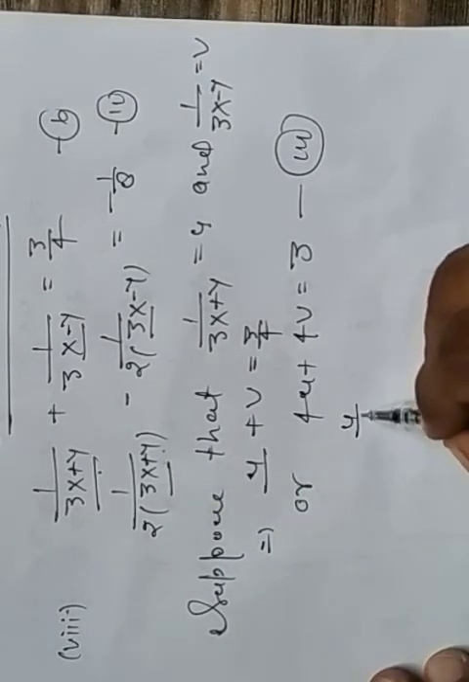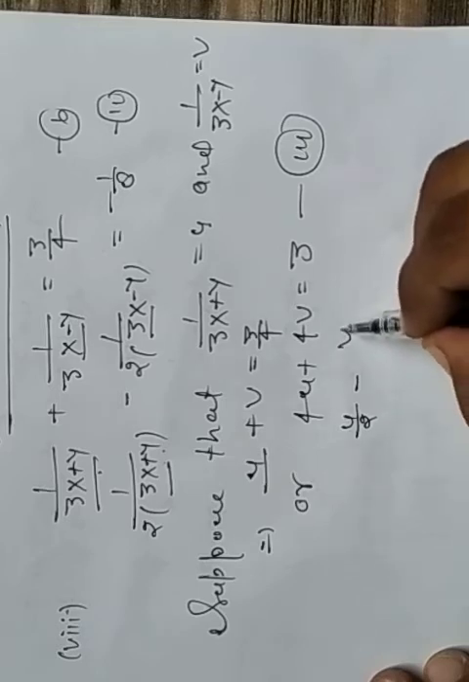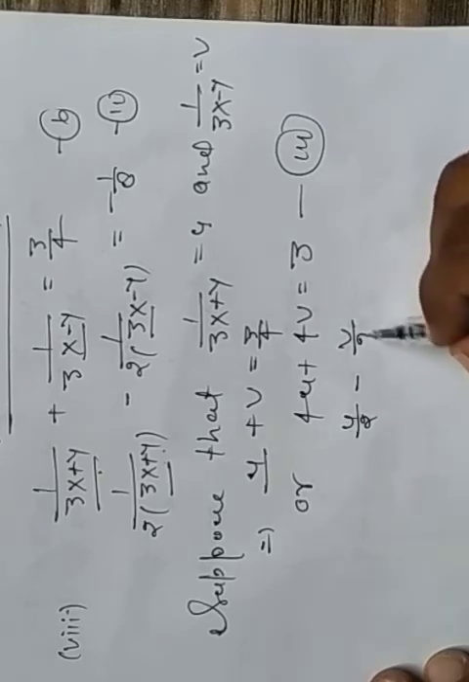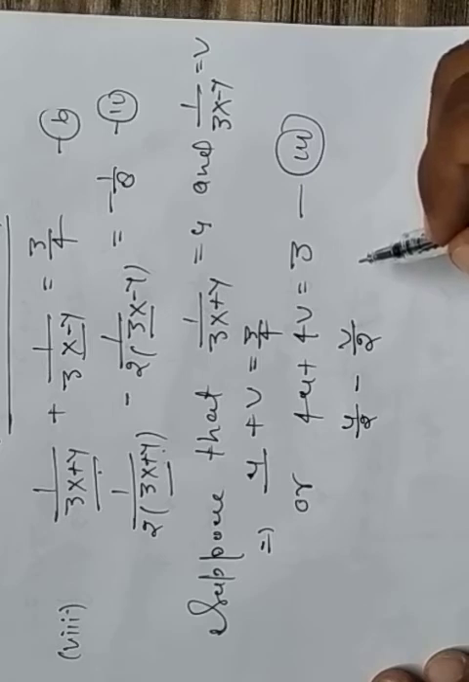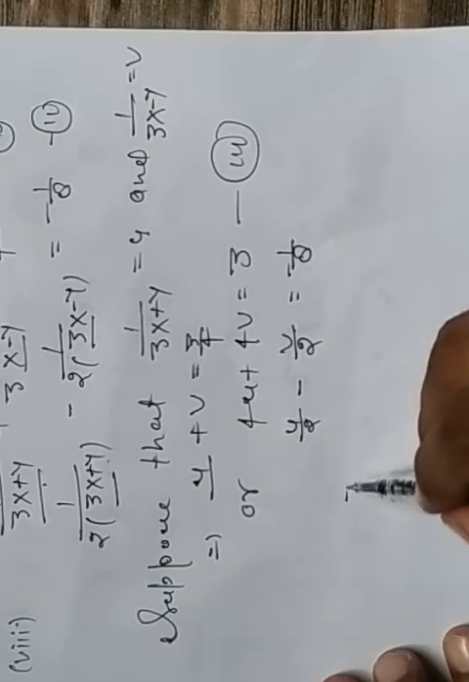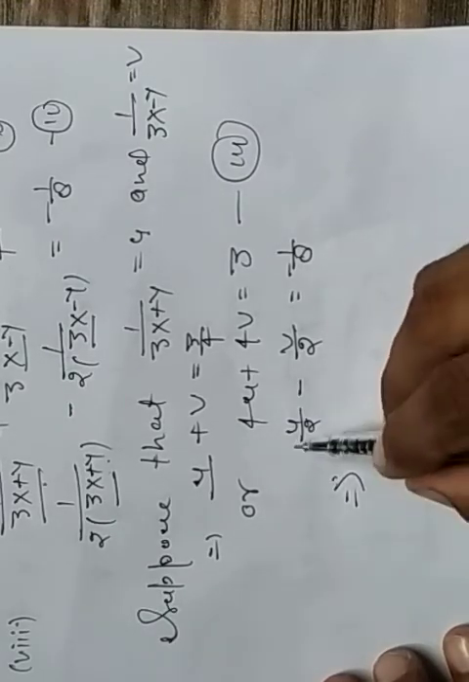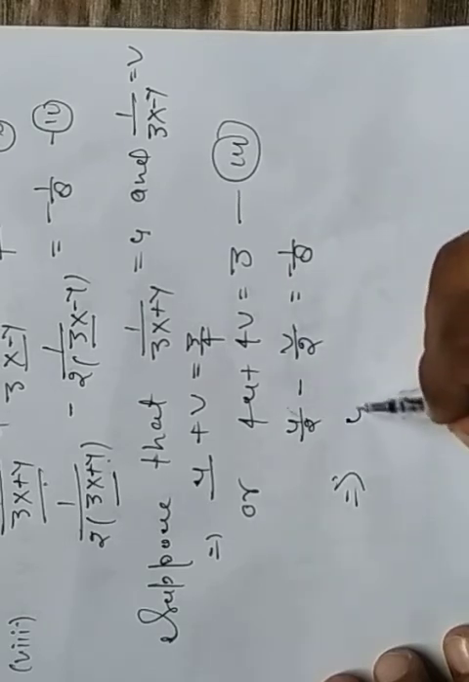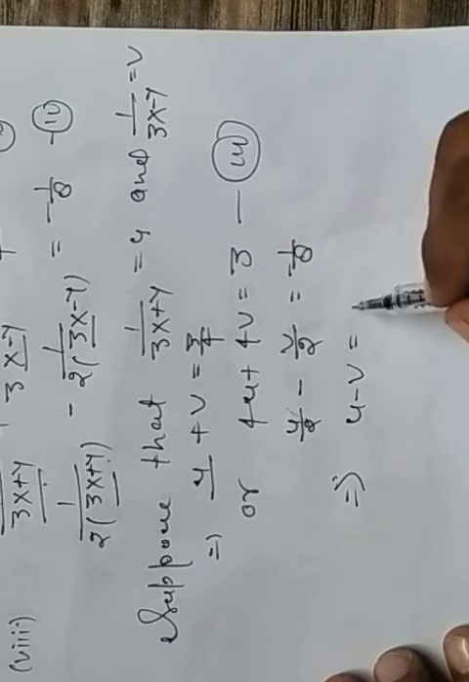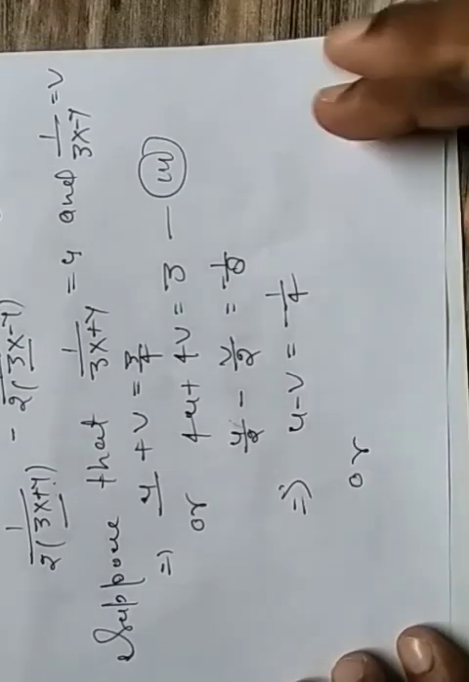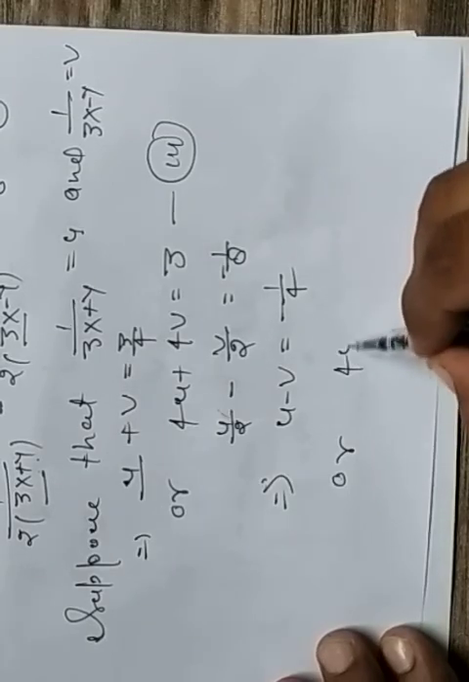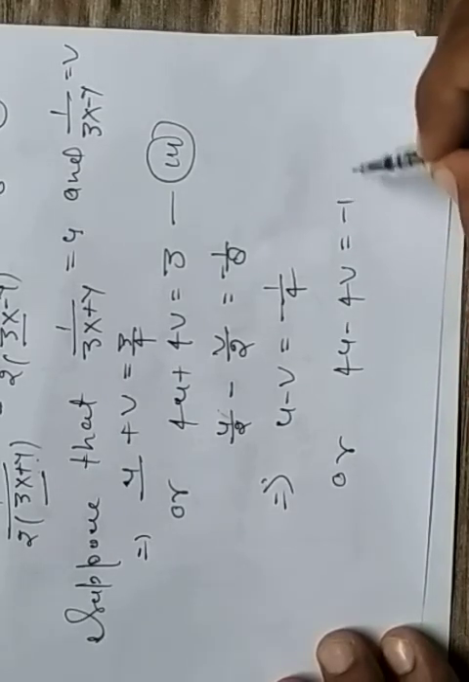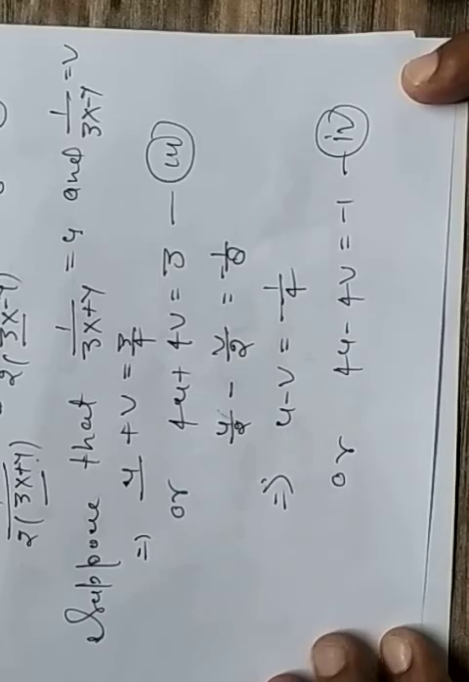Next time when we are putting here, then see what we are getting. u upon 2 minus v upon 2 is equal to minus 1 by 8. We can multiply by 2. We will multiply by 2. So when we are multiplying by 2, then it will be u minus v is equal to minus 1 by 4, or 4u minus 4v is equal to minus 1. Equation number 4.